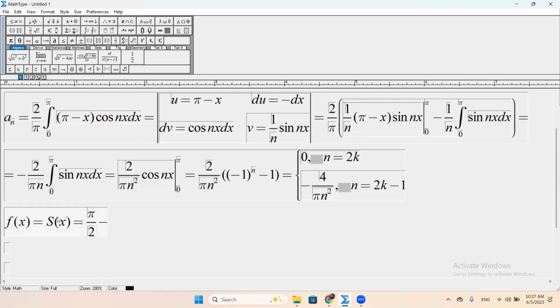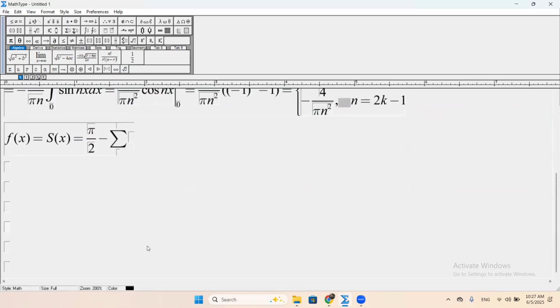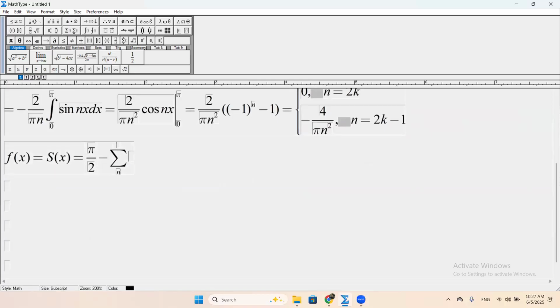And minus the sum from n from 1 to infinity of 4 over p times (2n minus 1) squared, multiplied by cosine of (2n minus 1) x.